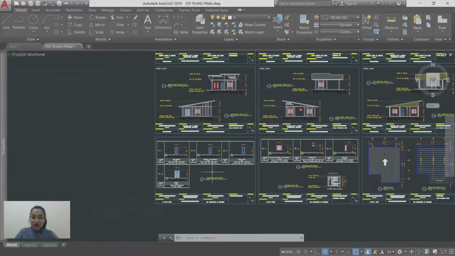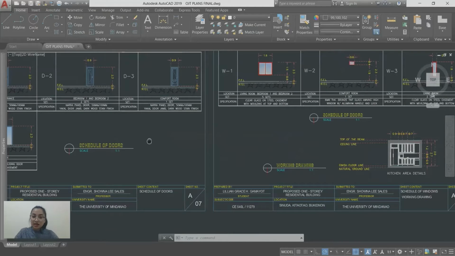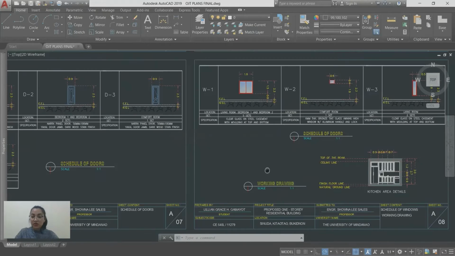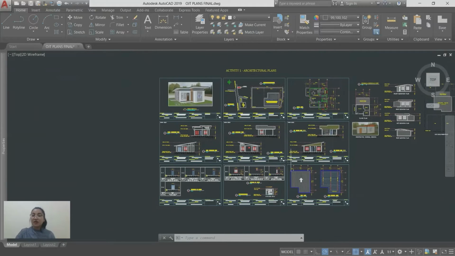Then we also have the schedules of doors and windows and the working drawing. So these are the complete architectural plans. So that's all for activity 1. Now let's proceed to activity 2.